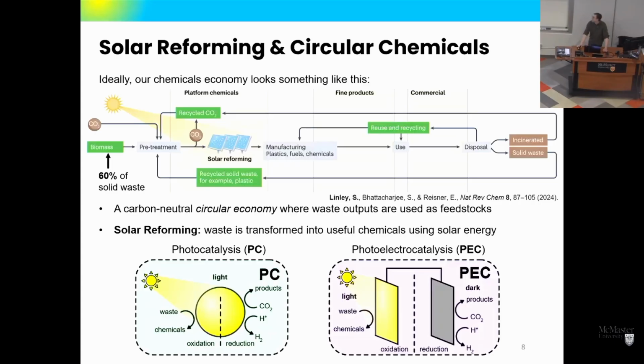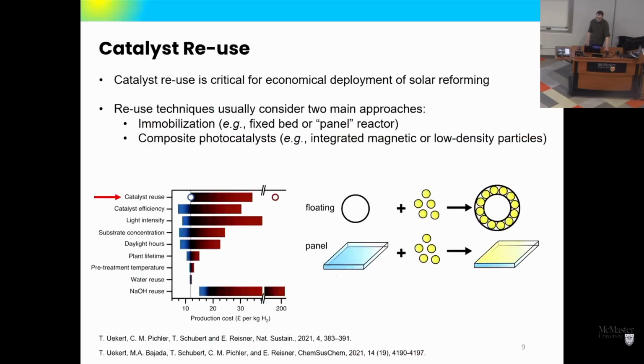But I will primarily be focusing today, or actually entirely focusing, on photocatalyst materials, so just these direct photocatalyst materials. And the part that I'm going to be focusing on the most is going to be catalyst reuse. Catalyst reuse is something that's pretty critical for economical deployment of these materials for solar reforming.